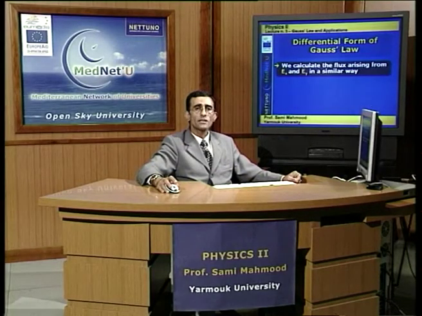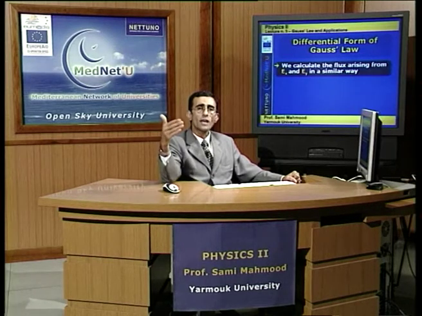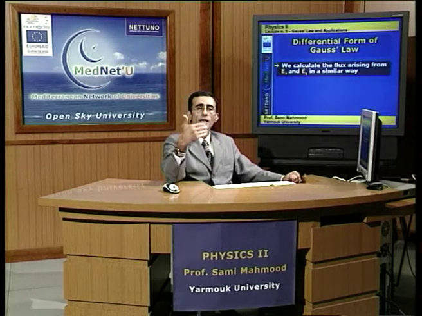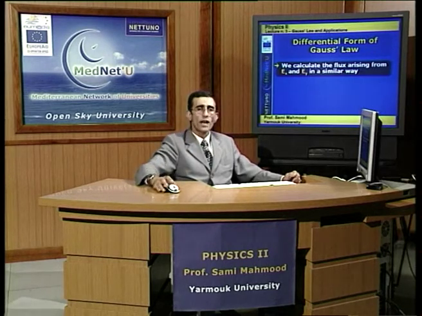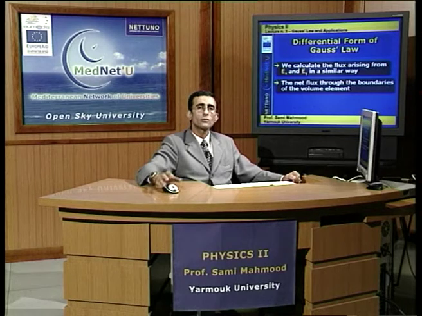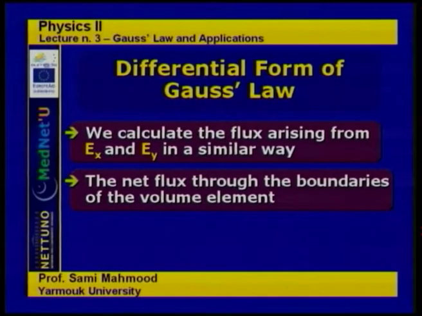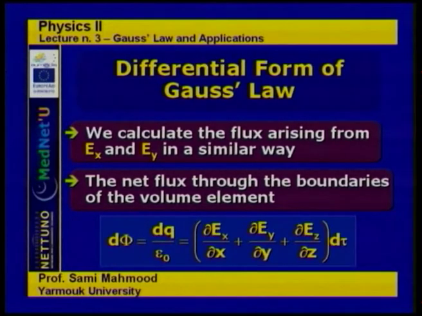Similarly, we evaluate the flux due to Ey and Ex, and we reach similar conclusions: the flux due to Ex is simply dEx by dx times the volume element, and d phi y is equal to dEy by dy times the volume element d tau. So the total flux through all the surfaces is simply the charge, dq over epsilon naught, which is the summation of all the fluxes, dEx by dx plus dEy by dy plus dEz by dz, times d tau.